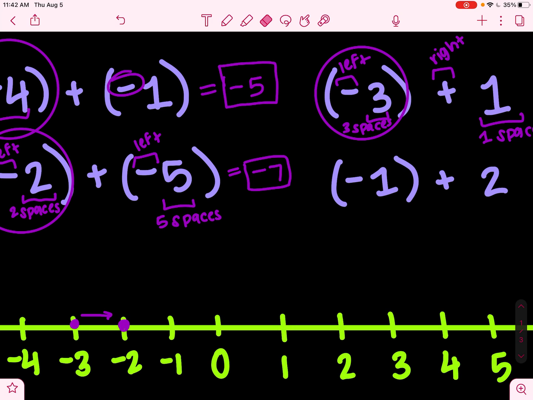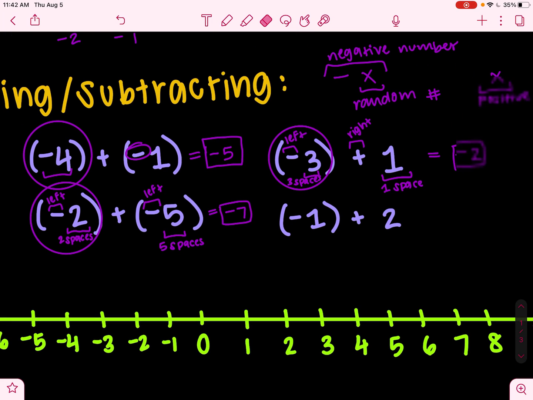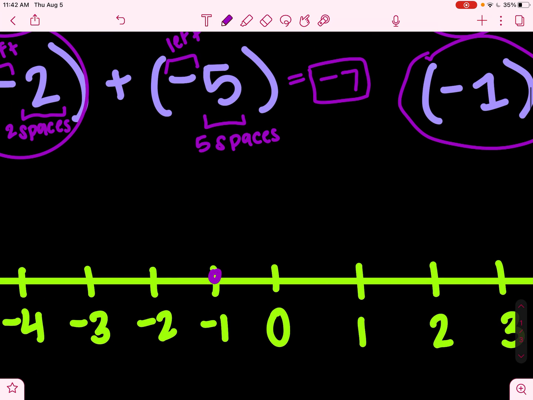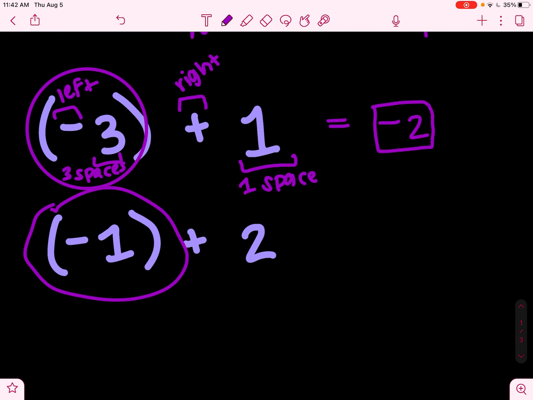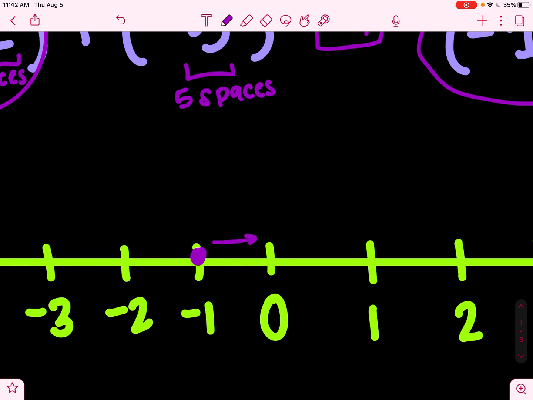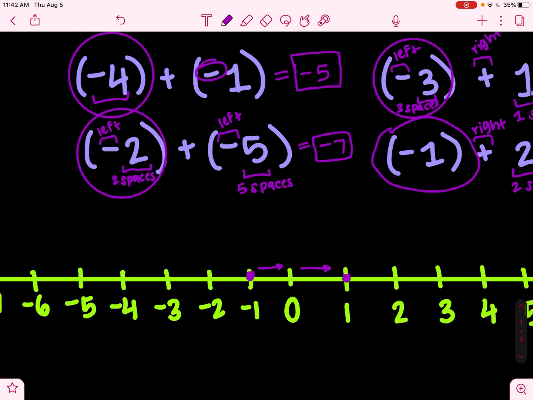So let me go ahead and erase on our number line so that we can move on and do the other problem. So our next problem is going to be negative 1 plus 2. So negative 1 plus 2, we can start by locating our first number, which is negative 1. So we found it on our number line. And remember how we did it with the example up here? A plus sign just means move to the right. And a 2 means that you move 2 spaces. So in total, you're moving 2 spaces to the right. So you move 1 and 2. And in total, you end up here at positive 1.